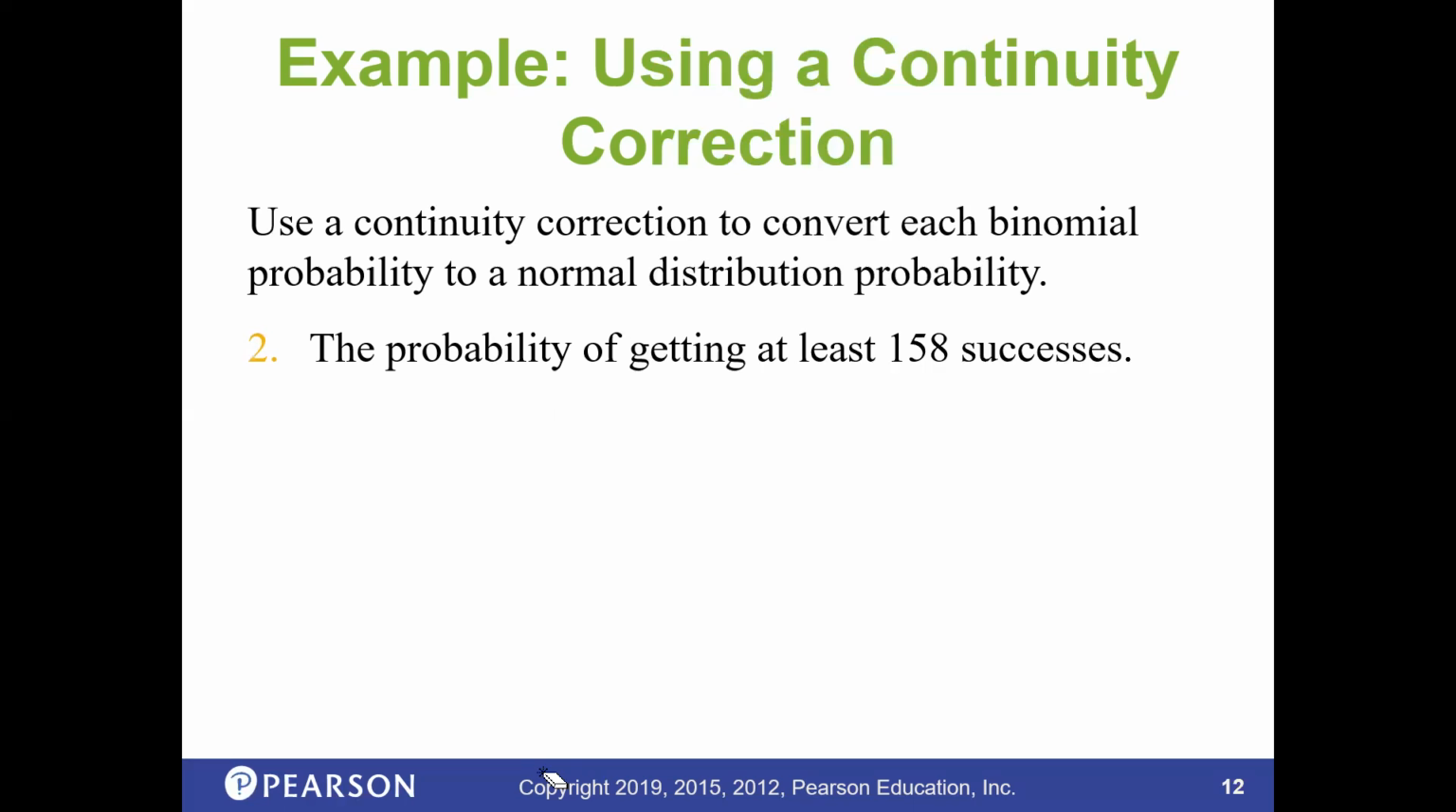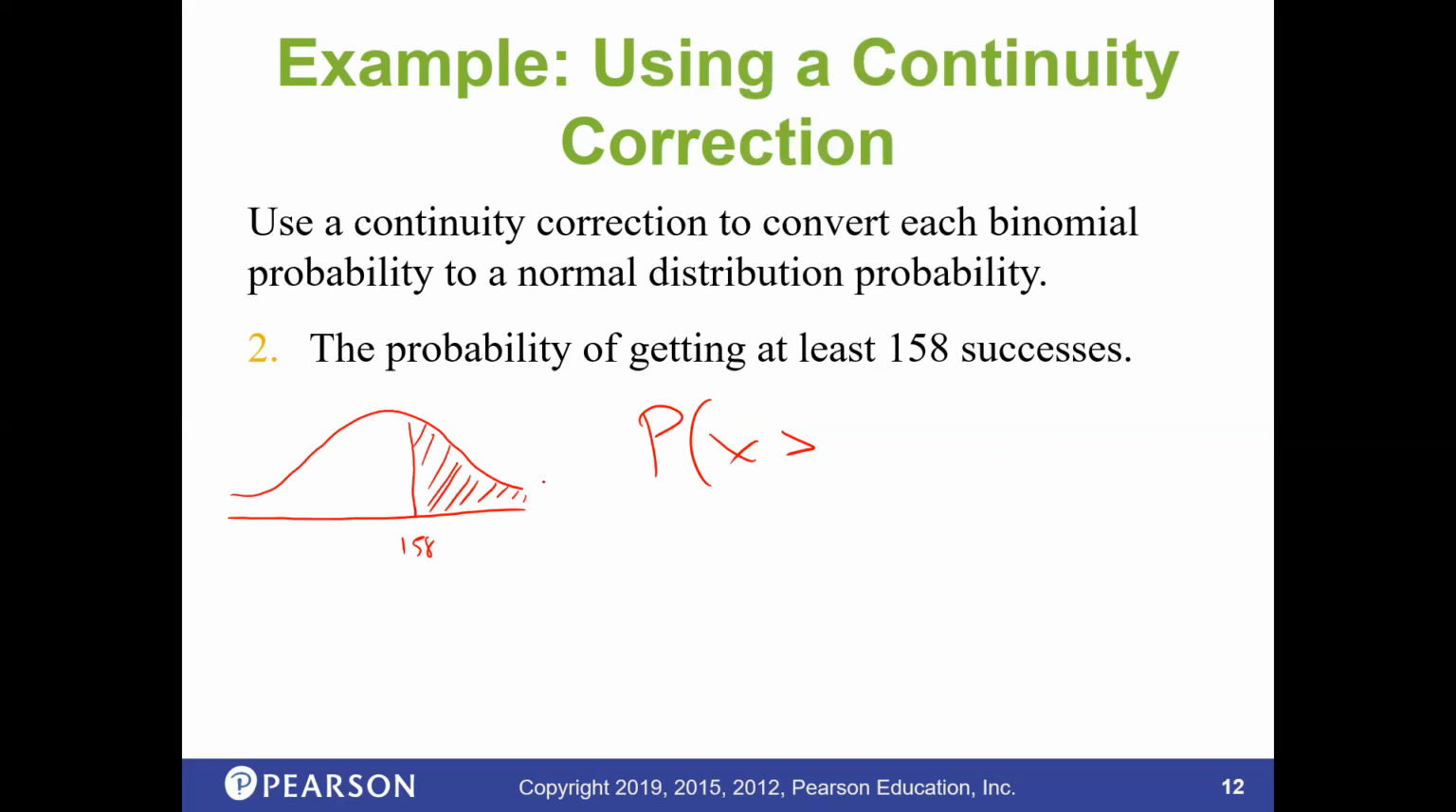All right, let's do the same here. Let's correct this for continuity. So getting at least 158 successes would mean the probability of X being greater than what? All right, if we want to graph this, I have something like this. Again, I don't know where 158 is, I'm just going to plop it down right here. Yeah, we want the area going above that. That's kind of what we want.